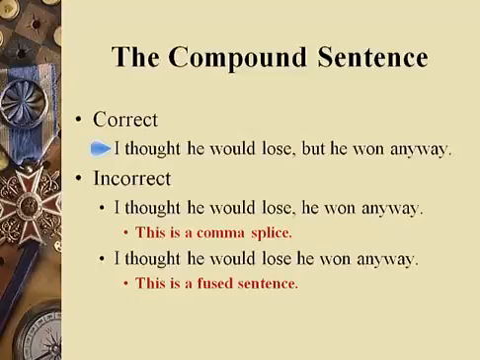Here we have another correct compound sentence, but I've below included 2 run-on sentences to demonstrate what can go wrong with this situation. In the correct example, we see, "I thought he would lose, comma, but he won anyway." However, the first incorrect example is what's called a comma splice. "I thought he would lose, comma, he won anyway." I think this is the most common sentence level error in the English language. At least empirically, this is what I see more than anything else. People do it all the time.